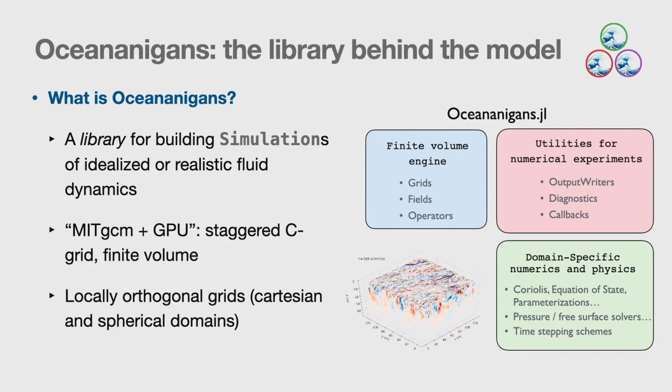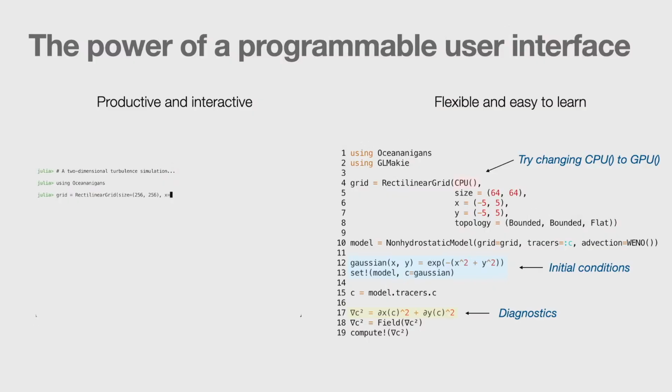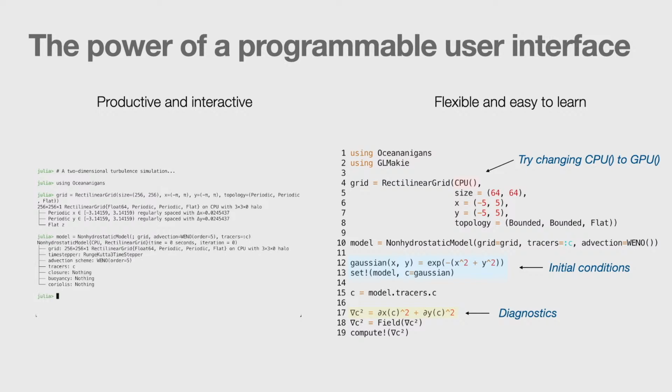And it works on locally orthogonal grids with Cartesian and spherical domains. So I would like to start by diving a little bit into the user interface of Oceananigans, which might seem trivial to all the Julia experts around here, but we believe that the fact that we have a programmable user interface really distinguishes Oceananigans from other ocean models. It really is the real advance of our package.